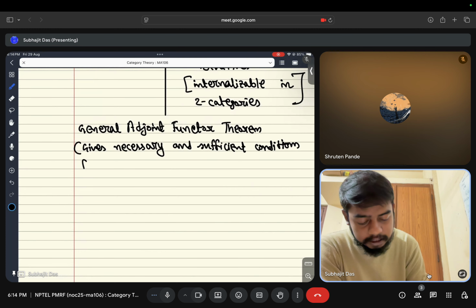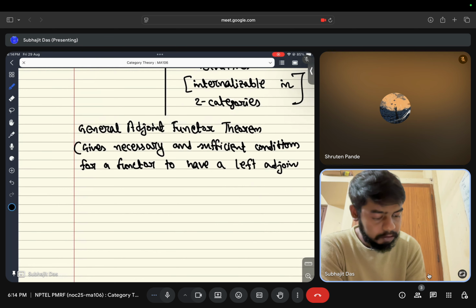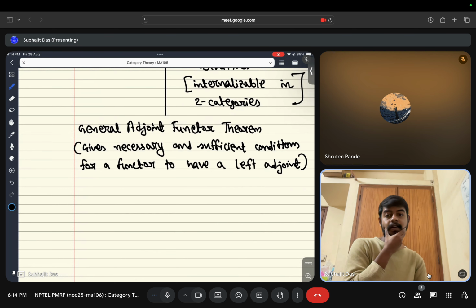for a functor to have a left adjoint, let's say. It turns out that this theorem is really powerful. Of course, you know that if a functor has a left adjoint, that is, if the functor is itself a right adjoint, it will preserve limits. But having existence of an adjoint is something really powerful, and this is precisely given by the adjoint functor theorem.